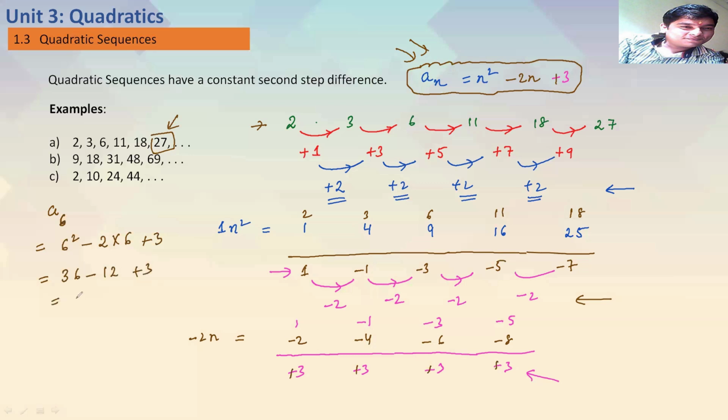What are we getting? 36 minus 12 is 24, right? And plus 3 is 27. So the answer is 27. Getting it, Christian? Am I clear? Correct. Okay, fantastic.